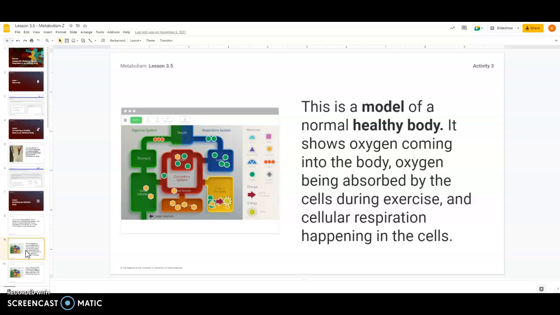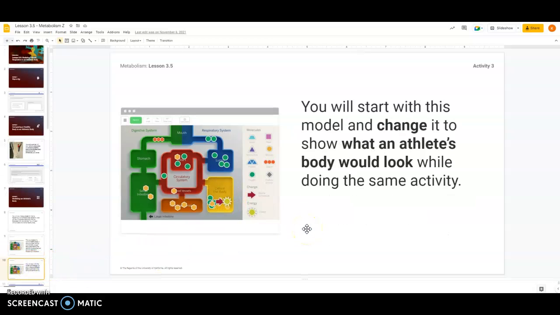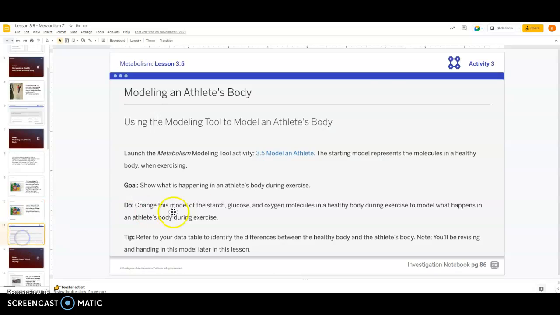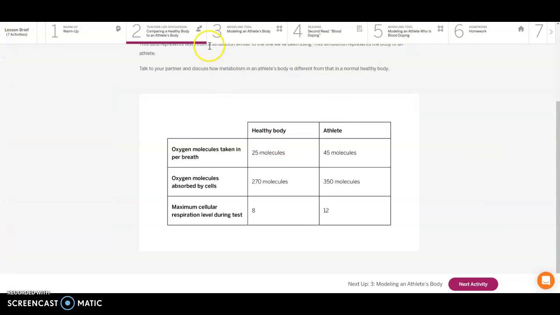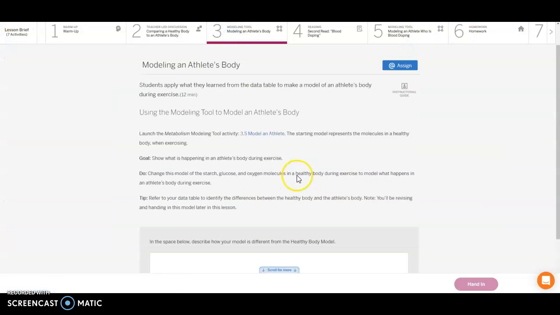It shows oxygen coming into the body, oxygen being absorbed by the cells during exercise. So we've got the oxygen coming into the body, getting into the circulatory system, being absorbed by the cells, and we see cellular respiration happening in the cells here because energy is being released. So you will start with this model and change it to show what an athlete's body would look like doing the same activity. So we're going to jump into Amplify and look at what that part of the lesson looks like. So we're going to look at part 3.